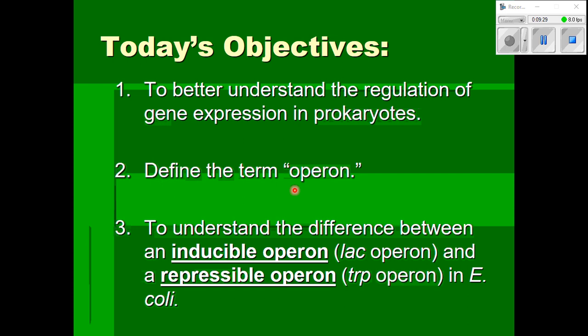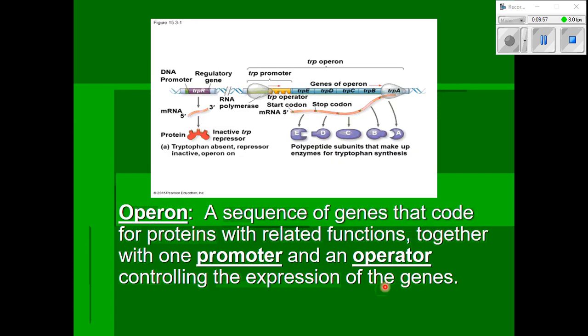We're going to define a term called operon. And lastly, we're going to try to understand the difference between an inducible operon and a repressible operon. So first we're going to learn what is an operon, and then we're going to learn the difference between an inducible operon and a repressible operon. We're going to learn about the repressible type first, and the example is called the TRP or TRIP operon.